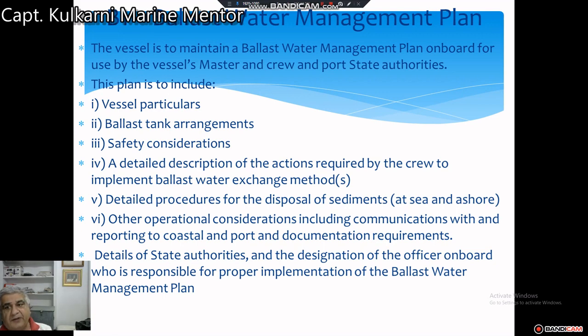Now, like we have a ship security officer, similarly for the ballast water management plan, there is a designated officer. It can be the chief officer. Mostly it is the chief officer who is responsible, and in case something is not working and he does not report to the master or the company, he will be directly responsible for that.